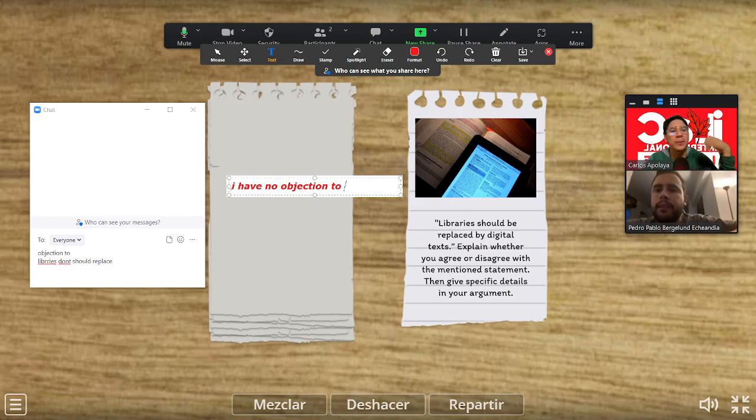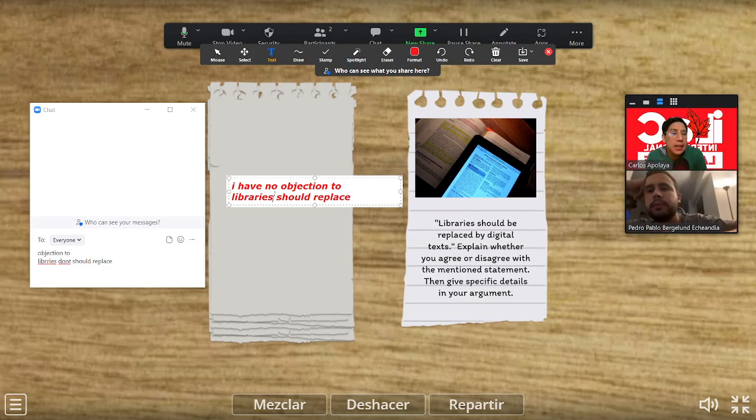Okay, and then you say the last part. Libraries don't should replace. It's incorrect. You said libraries don't should replace. Where's the mistake? Libraries shouldn't replace. Yes. So it was libraries shouldn't replace. Okay, so you can say, for example, this is my answer, with your own words.